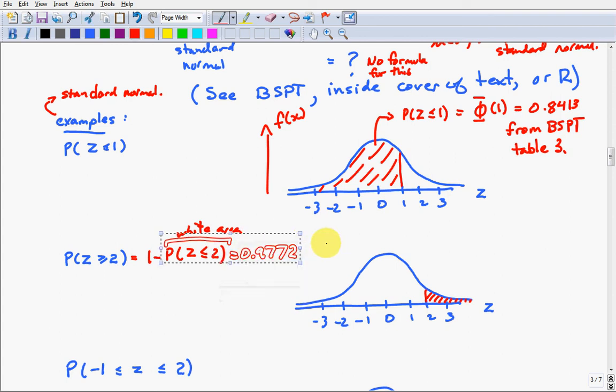Well, actually you get 1 minus that, I suppose. That's 1 minus 0.9772, which is 0.0228. So that's one way you could do it. You could say, I'm after the white area. The other way is to argue by symmetry.